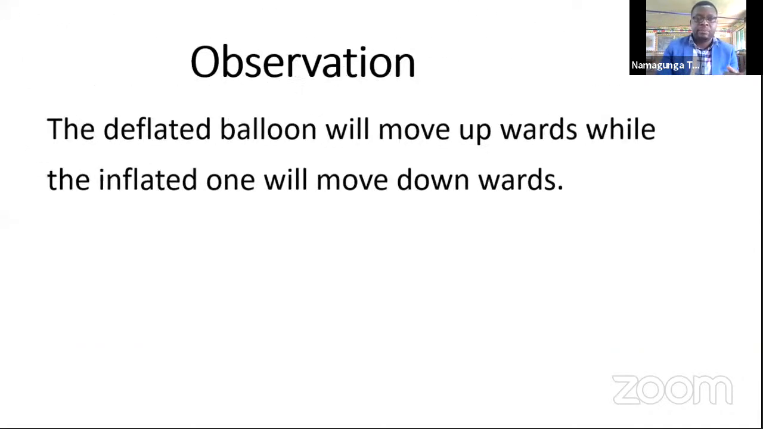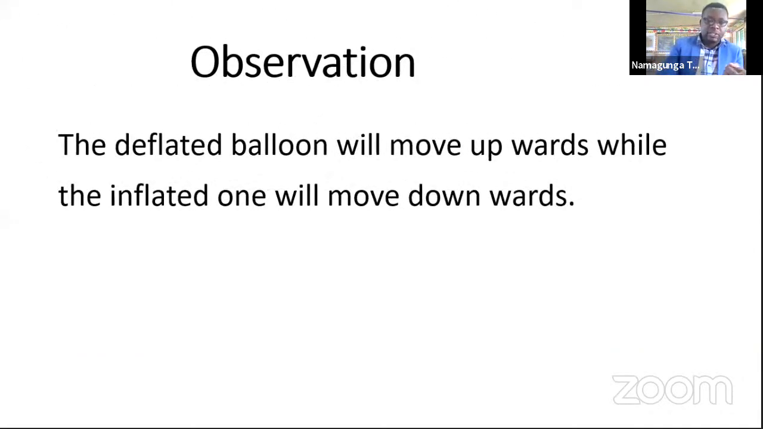Before the conclusion, these are our observations: the deflated balloon will move upward. When we say deflated, we mean the one without air, which will move upward. Then the inflated one will move downward.